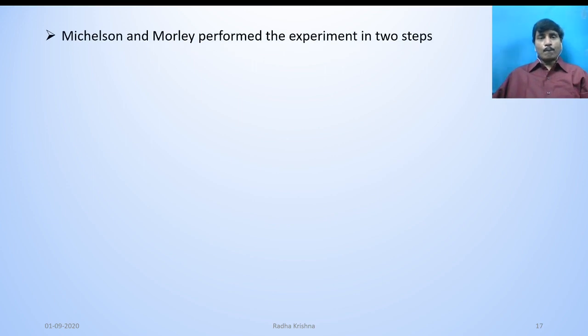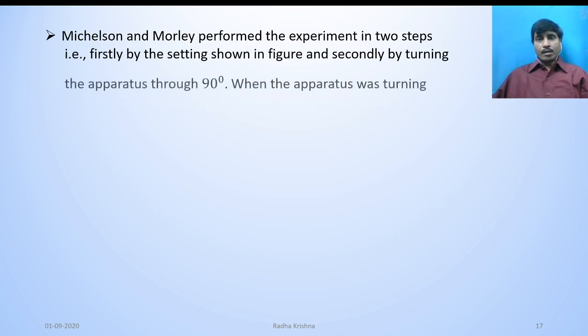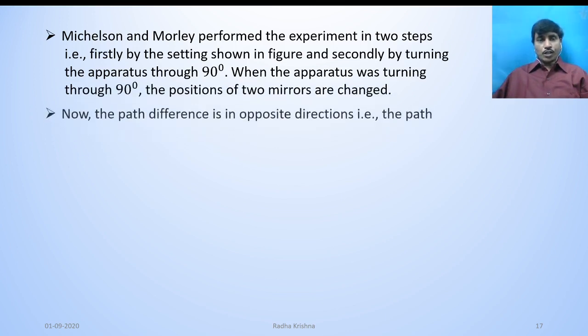Michelson and Morley performed the experiment in 2 steps because the earth is rotating around the sun. During the motion of the earth, every 6 months the direction of motion of the earth changes. So, Michelson and Morley performed the experiment in 2 steps, that is, firstly by the setting shown in figure, and secondly by turning the apparatus through 90 degrees. When the apparatus is turned through 90 degrees, the positions of the 2 mirrors are changed.